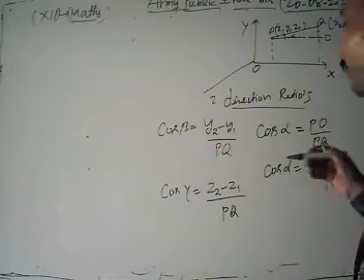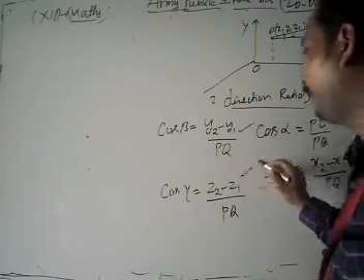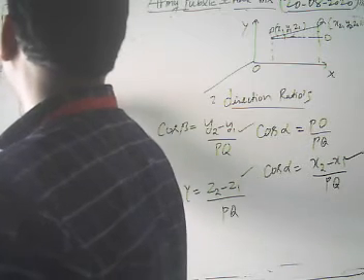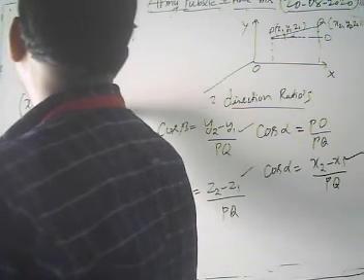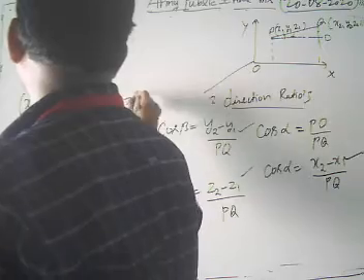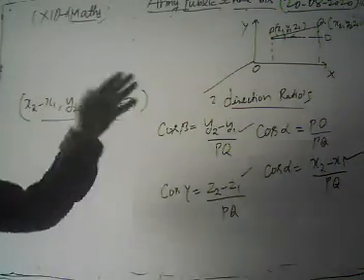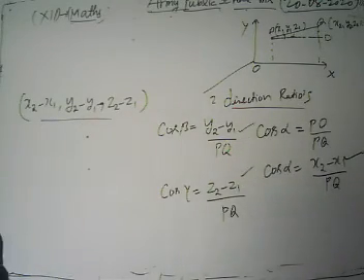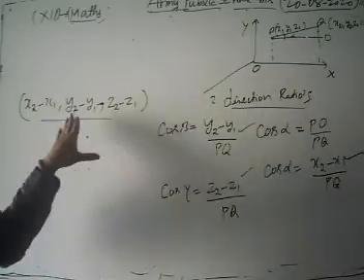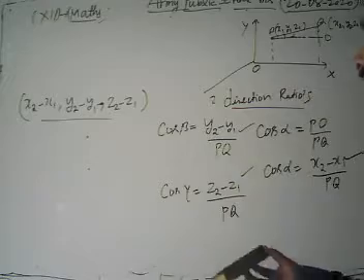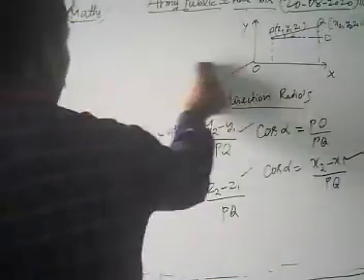What does this mean? When we have two points, the direction ratios are given by x2 minus x1, y2 minus y1, and z2 minus z1. These are our direction ratios when two points are given. Now we are going to discuss some basic problems based on this concept.